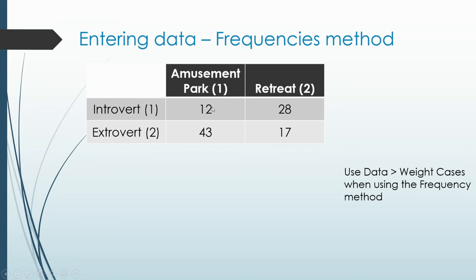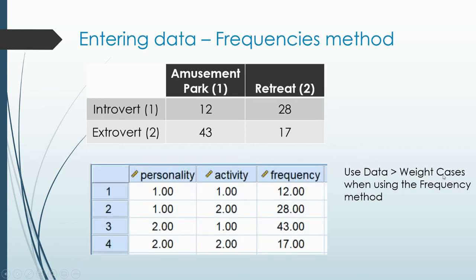So basically, what you're telling SPSS is to count introvert and amusement park 12 times in the analysis. You're telling it to count introvert and retreat 28 times in the analysis. And likewise for the extroverts as well. So in a second, I'll show you how to do that by weighting cases in the system. So when you actually go to put these data using the frequencies method into SPSS, here's what your data might look like.